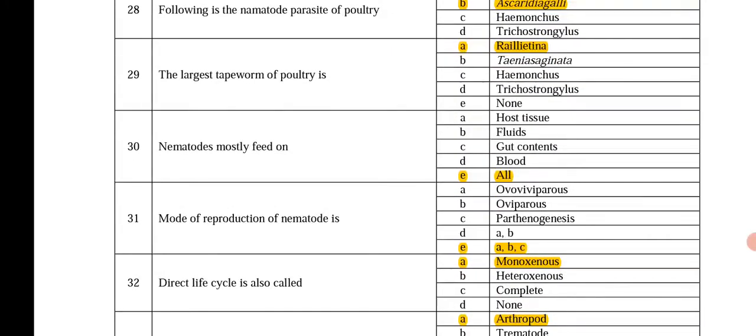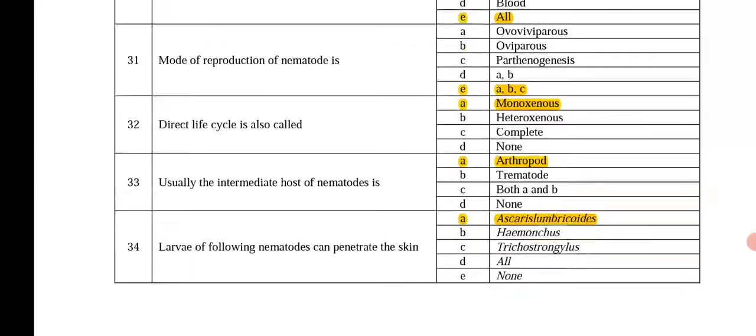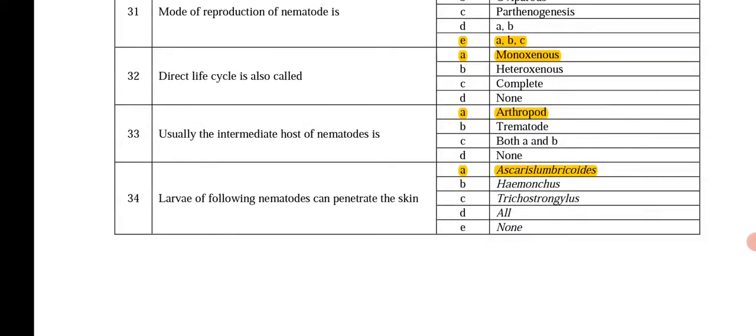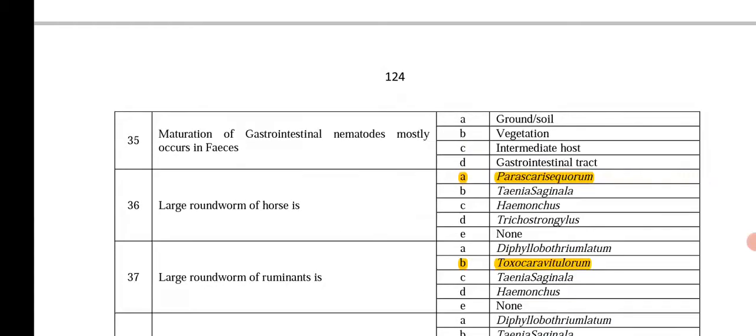Nematodes mostly feed on all of the above: host tissue fluids, gut contents, and blood. Mode of reproduction of nematodes is ABC, oviparous, parthenogenesis. Direct life cycle is called monogenous. Usually the intermediate host of nematode is arthropod. Larvae of the following nematodes can penetrate the skin: Ascaris lumbricoides. Maturation of gastrointestinal nematodes mostly occurs in feces.